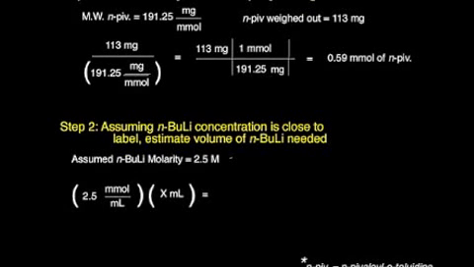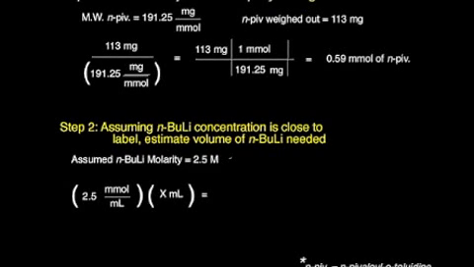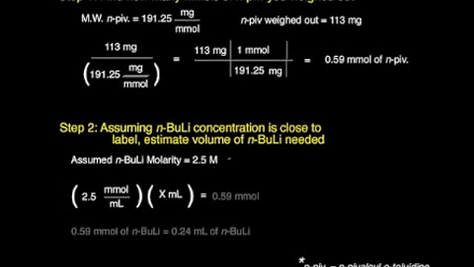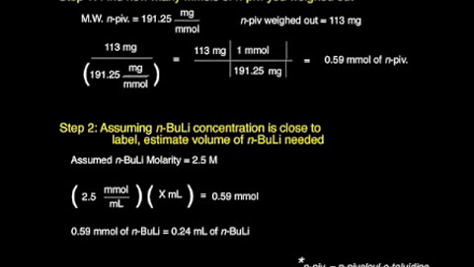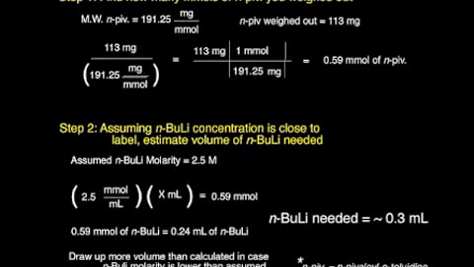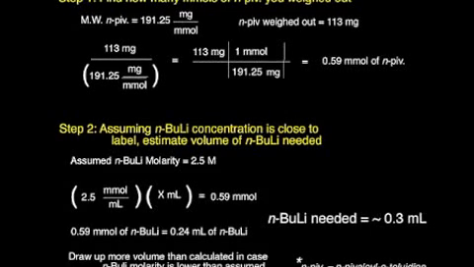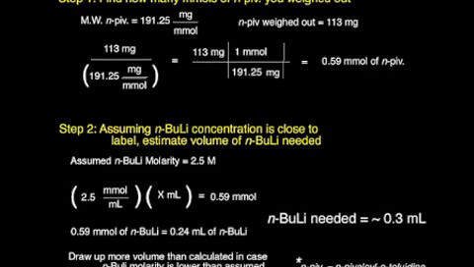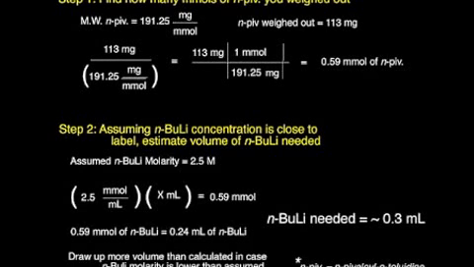Because butyllithium and N-pivaloyl o-toluidine react in a 1-to-1 ratio, the concentration of N-butyllithium times the volume delivered should equal 0.59 millimoles. Solving this expression gives us an estimated 0.3 mL of N-butyllithium that we'll need for the titration. In practice, we'll syringe up a little bit more to correct for the N-butyllithium concentration perhaps decreasing over time.